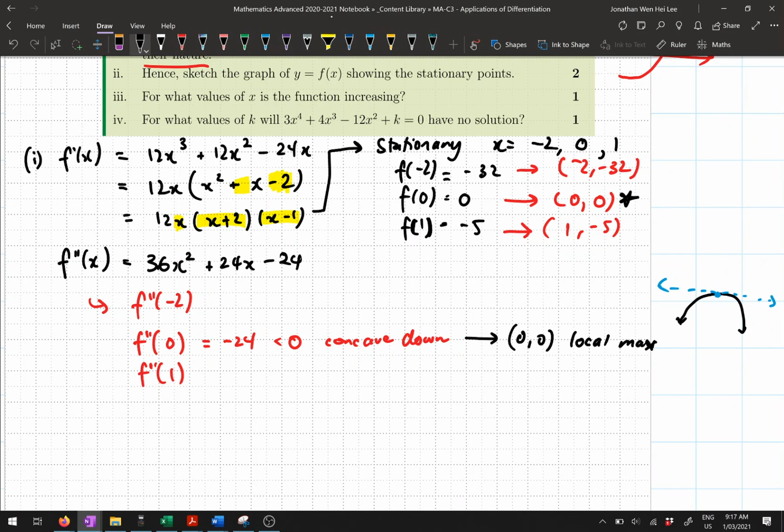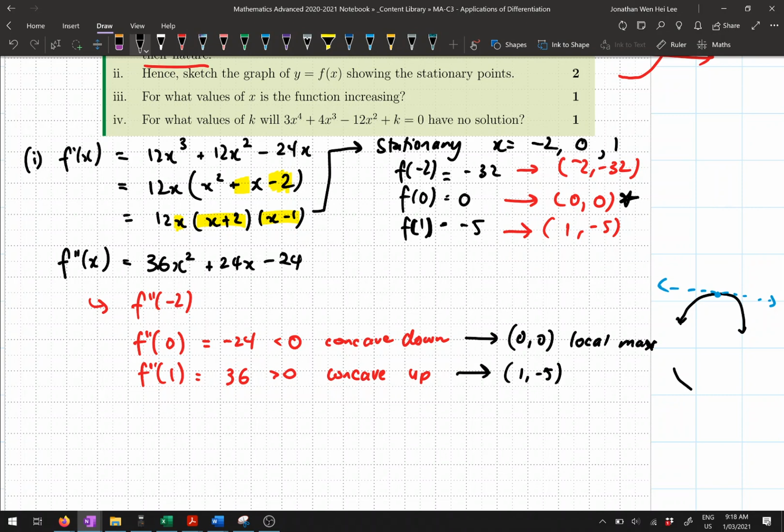Okay, let's do this again for the next one. So let's do 1, because 1 is the next easiest one. When I sub in 1 into my second derivative, what do I get? 36, excellent. Is 36 greater than or less than 0? Greater than, which means it's concave up. Which means that if I bring this back to my stationary point, we had a stationary point at 1, negative 5. Is that a local maximum or minimum?